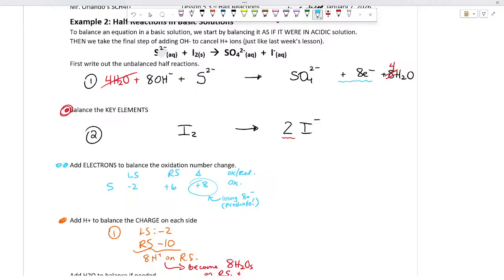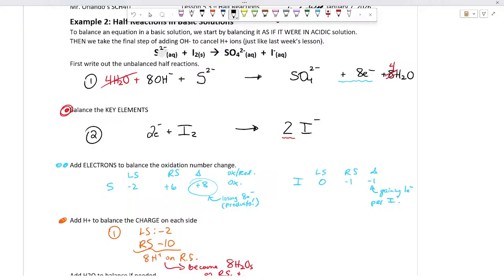Next, we need to add electrons. So let's look for iodine. What's its oxidation number on the left side? 0. What's its oxidation number on the right side? -1. So what's the delta? Nope. -1. Good. So is it gaining electrons or losing them? So it's gaining 1 electron per iodine. And how many iodines do we have in this thing? 2. So it's gaining how many electrons? 2. Which side are those going to go on? The left. 2 electrons. Good.